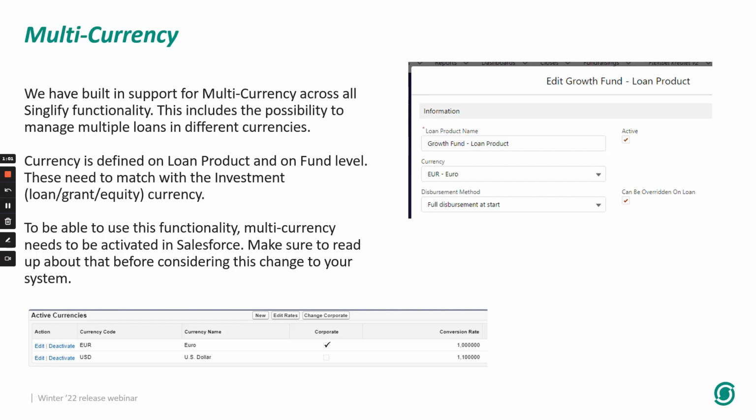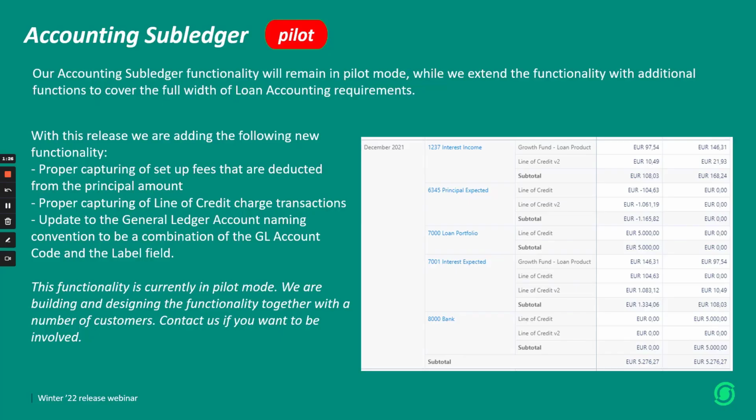The next feature I'd like to discuss is accounting Subledger. So we have already been working on this for a while. We started this in autumn 21. And as you might understand, it is quite complex. That's why we chose to keep it in pilot mode during the Winter 22 release, while we extend the functionality with additional functions to cover the full width of loan accounting requirements.